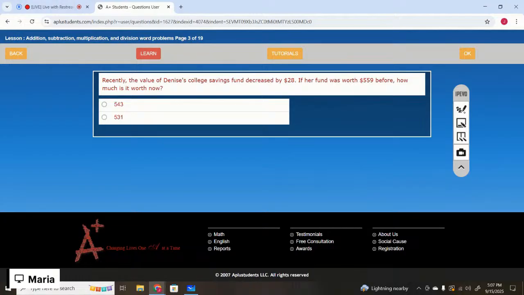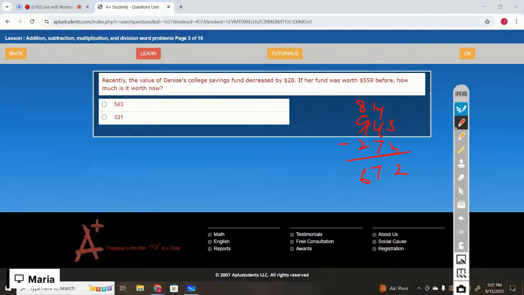Recently, the value of Denny's college savings fund decreased by $87. If the fund was worth $559 before, how much is it worth now? Earlier it was 559. So let's just subtract. 9 minus 8 is 1. 5 take away 2 is 3. That is 531.